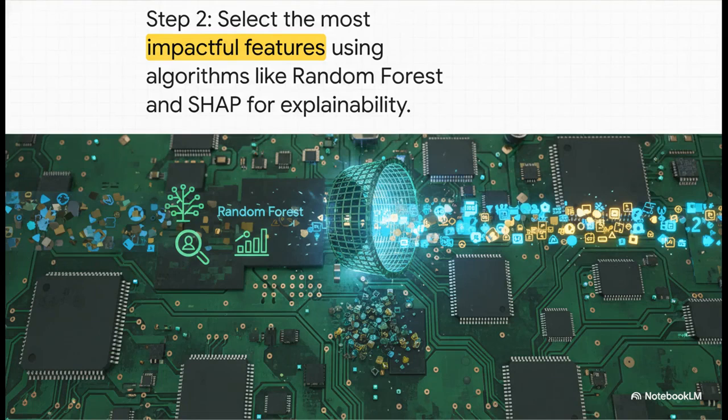We can't just dump all the data into the model. We've got to be smart and select the most predictive features, the signals that actually tell us a customer might be about to leave. We use algorithms like Random Forest for this, and then tools like SHAP. SHAP is amazing. It basically lets us peek inside the model's brain and explains why it's making its decisions. And that explainability? It's absolutely critical for getting the business to trust the model and for meeting compliance rules.